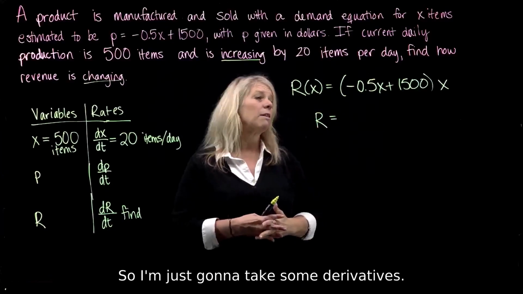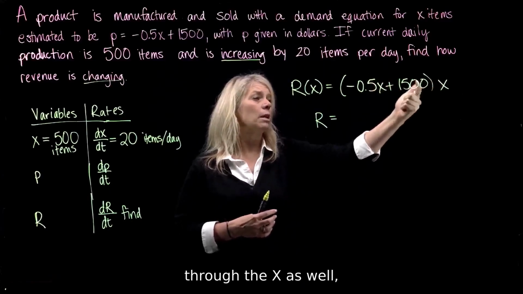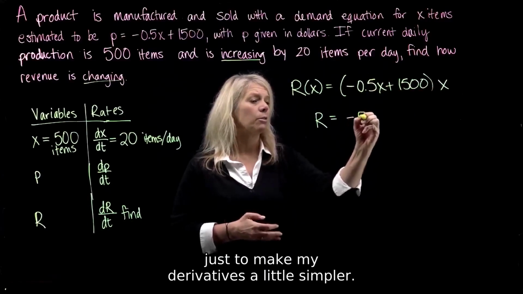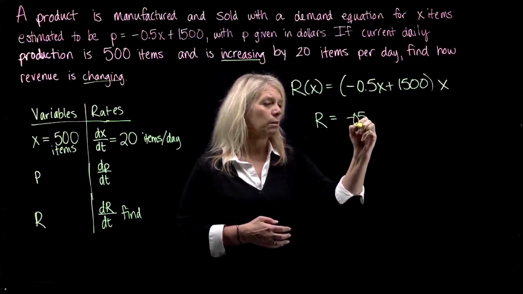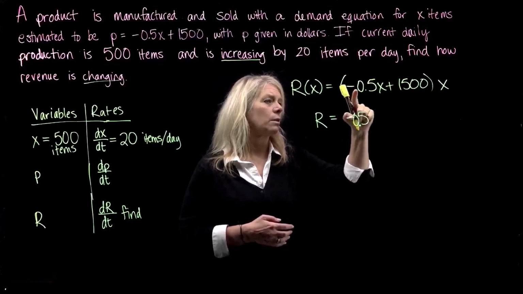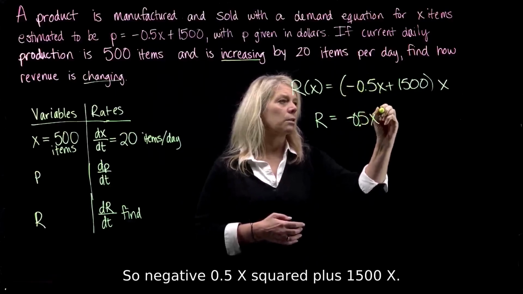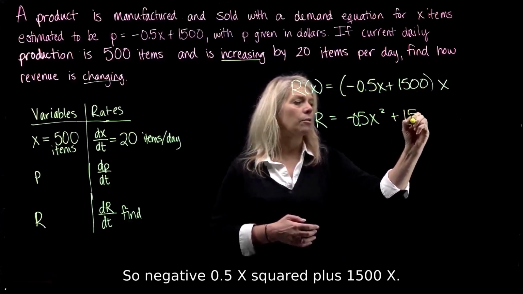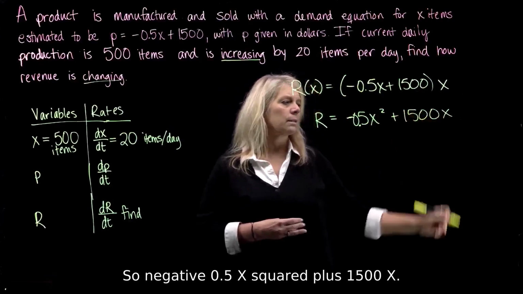So I'm going to take some derivatives. I'm going to go ahead and distribute through the x as well, just to make my derivatives a little simpler. I almost forgot my decimal point there. So negative 0.5 x squared plus 1500 x.